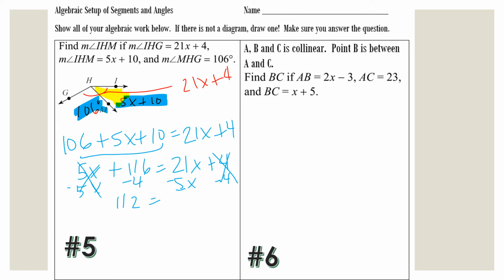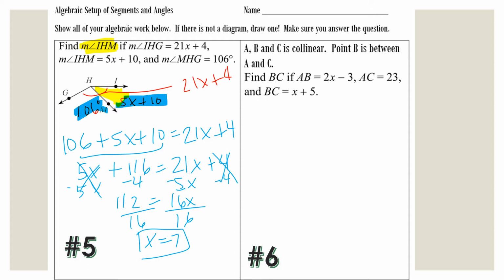Let me get a calculator here quick for my division. 21 minus 5 is 16x. And then I need to divide both sides by 16. 112 divided by 16 is 7. So x equals 7.